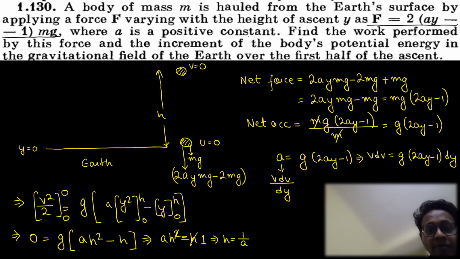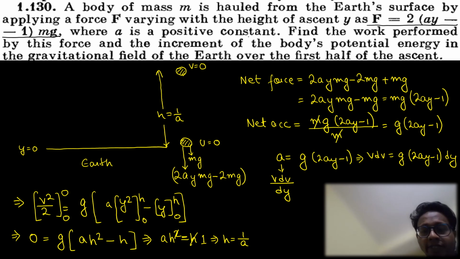So the maximum height of the ball that has been reached is equal to 1 by a. Fair and fine, I find out the maximum height till which the ball can reach. The necessary condition for maximum height is v equals 0. Now find the work performed by this force and the increment of the body's potential energy in the gravitational field. What is the work performed by this force for half of this ascent?